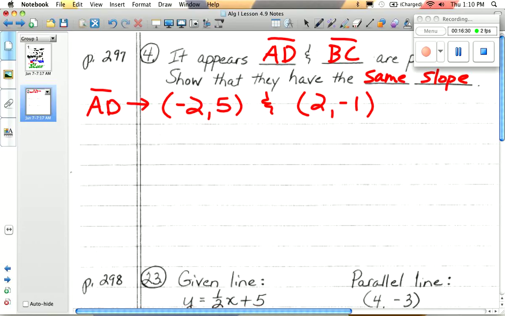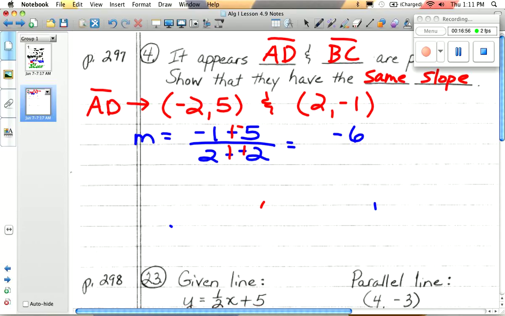Okay, we're going to find that one's slope first. So we're going to use our slope formula. M equals -1, take away 5, over 2, take away -2. I get -3/2. Anybody else get that?